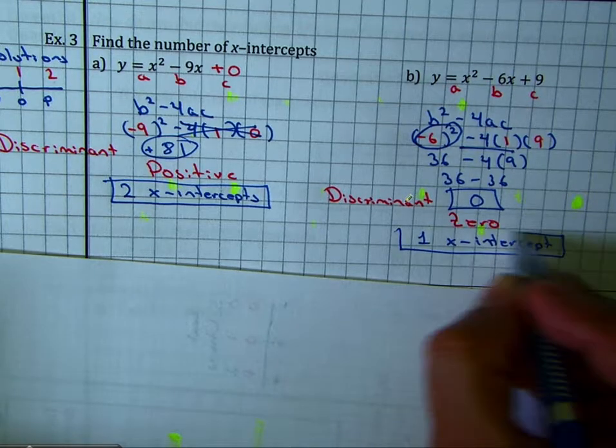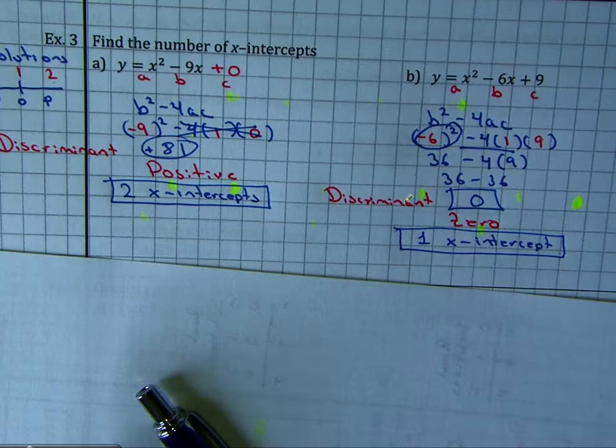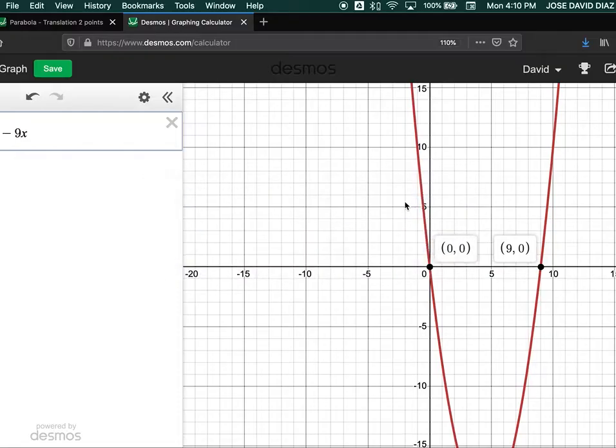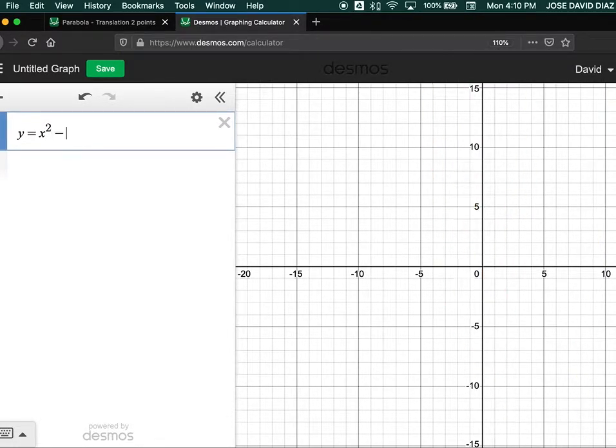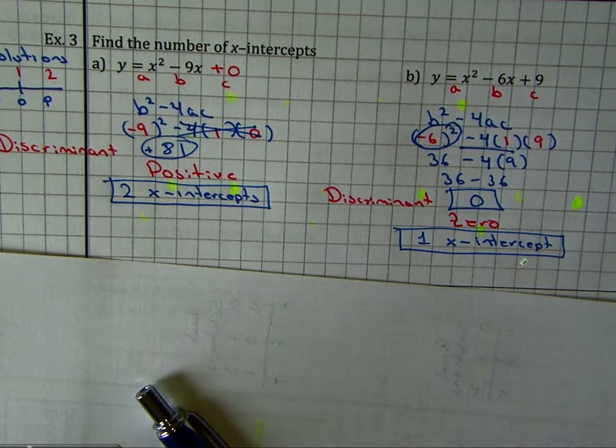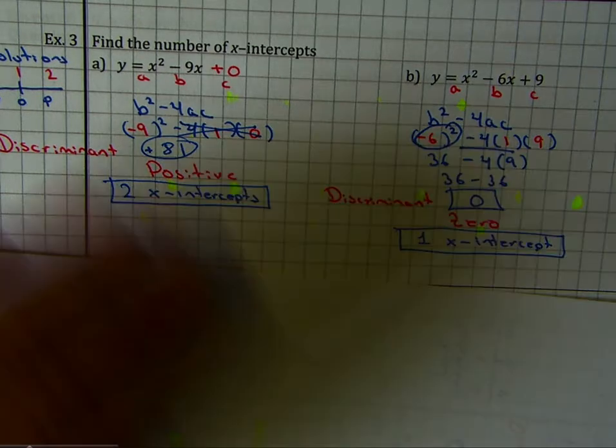And if I was going to graph it, x squared minus 6x plus 9, that means that it crosses only once. That is, your x-intercept is (3, 0). So it does have one x-intercept. And the last example for today, example number 4.